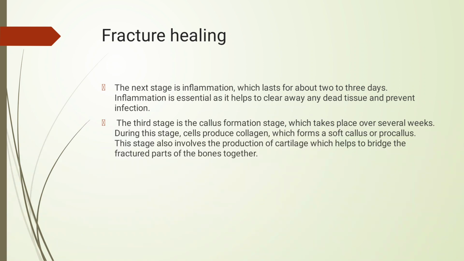The next stage is the callus formation stage, which takes place over several weeks. During this stage, cells produce collagen, which forms a soft callus or procallus. Then this stage involves the production of cartilage. This cartilage will help us to bridge the fractured parts of the bones together.